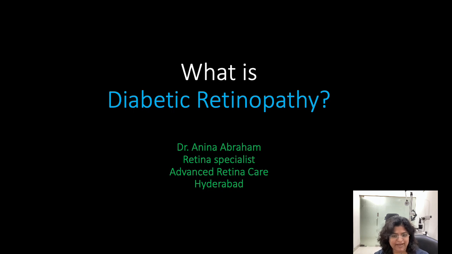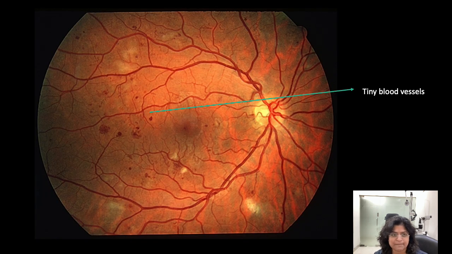This is a condition affecting the eyes in diabetic patients, and it commonly affects the tiny blood vessels inside the eye. If you can see this picture, there are small blood vessels, or microvasculature as you call them, which get affected, and these cause leaks onto the retina, which results in swelling in the central portion of the retina. This is a condition called non-proliferative diabetic retinopathy. This is the first stage of the disease.